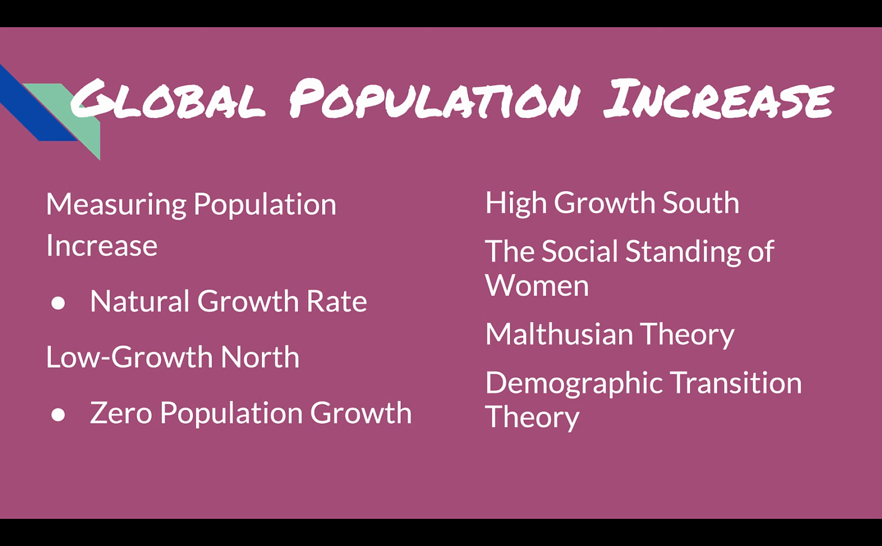An important factor related to this, especially in the high growth South, is the social standing of women. This is a key element in controlling world population growth. Give a woman more choices about how to live and she's going to have fewer kids, right? Give her access to contraceptives, whether it's birth control, condoms, or any other contraceptive use or abortion access, and she's going to end up having fewer children. A woman who has access to schooling and jobs can also decide when and whether she wants to marry.